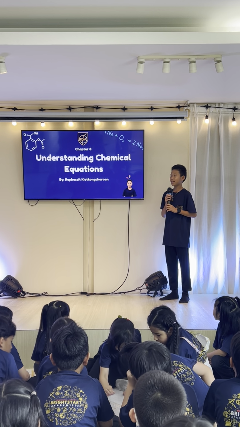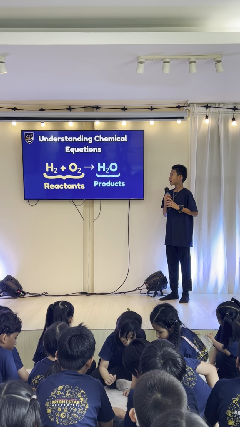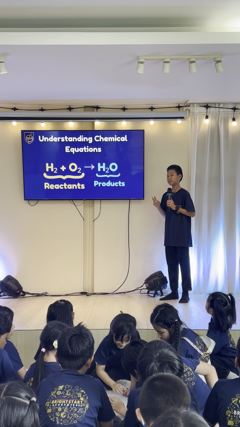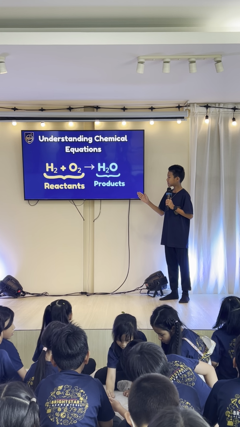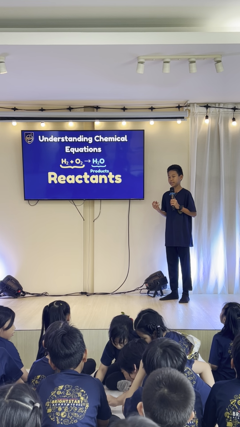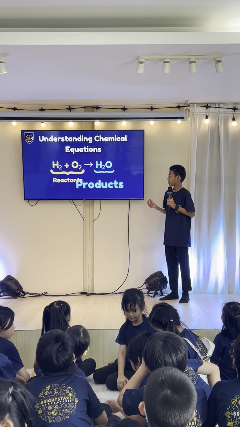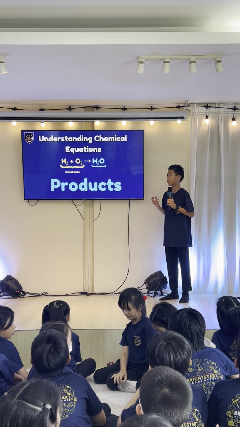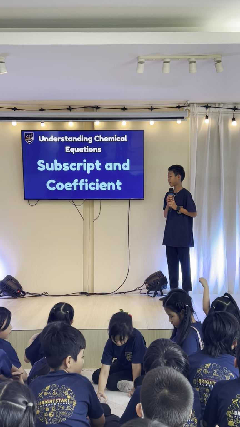Now let's understand chemical equations. Chemical equations consist of two parts, the reactants and the products. The reactants are the starting substances. The products are the result of the chemical equation.